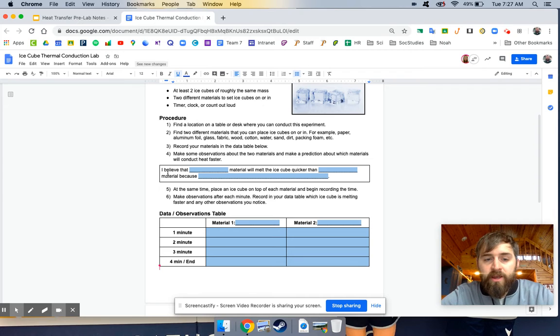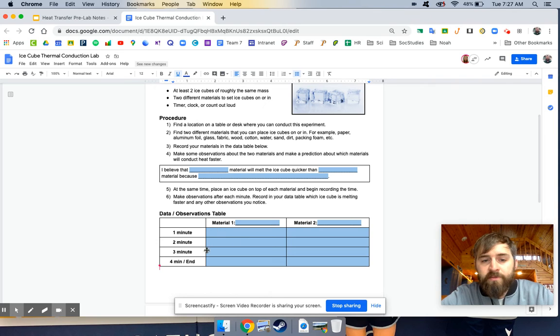Okay, and so you're going to make this hypothesis and observation here that says, I believe that blank material will melt the ice quicker than whatever your other material or materials. You can do more than just two if you are feeling very motivated to do so. I think this is really interesting, and we've done this before and tried some things, and we were shocked by how some materials conduct the heat compared to others.